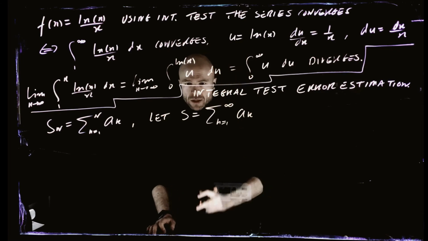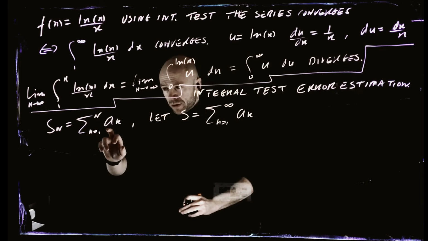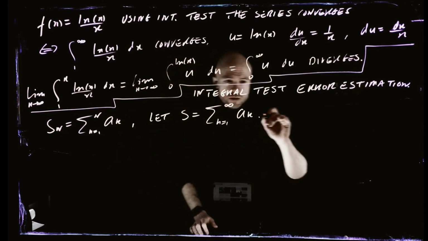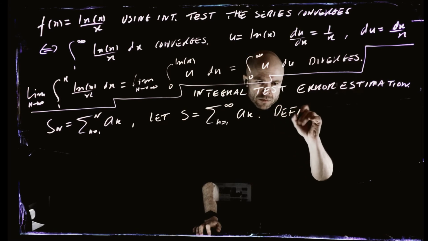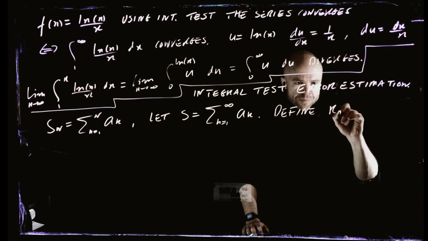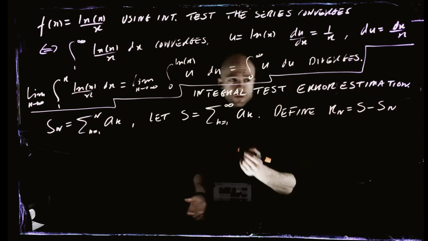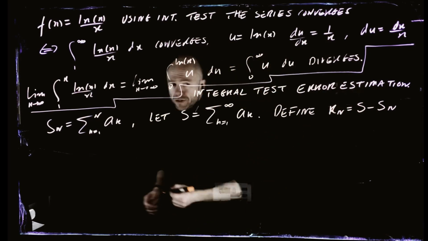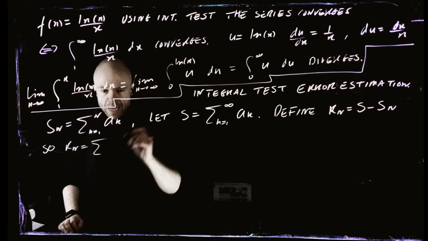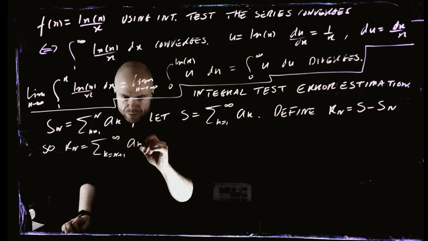Yeah? This thing is inaccessible to us because life is finite. So the best we can do is just take very large n. But we might want to know how close this thing is to this. So define Rn to be the difference between the two, S minus Sn. And then what will that be? That is just the sum from k equals capital N plus 1 to infinity of all these terms, right?